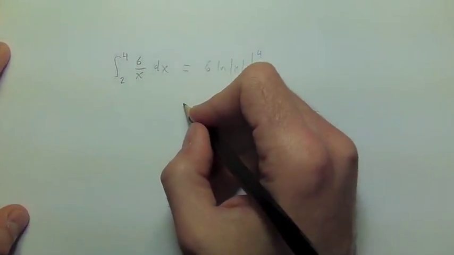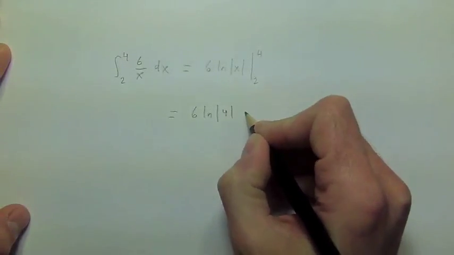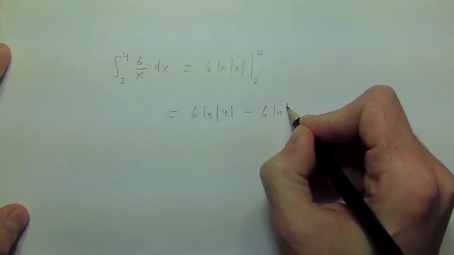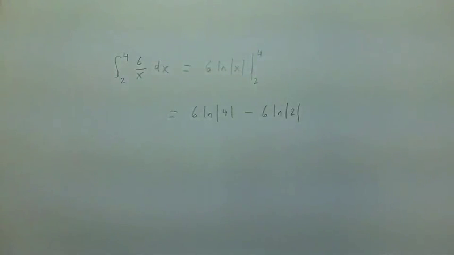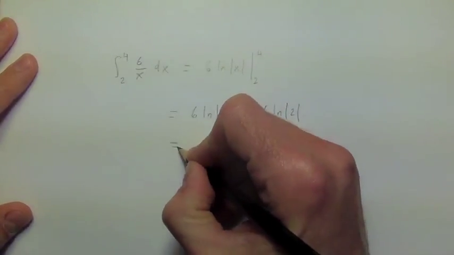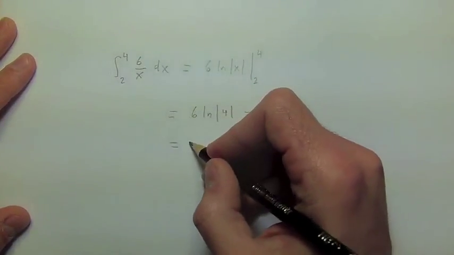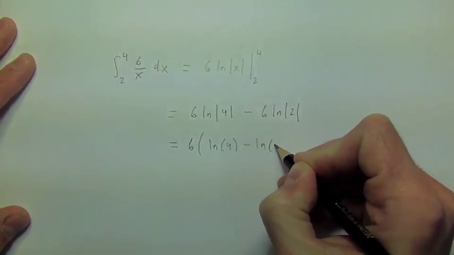All right, so this is going to be 6 natural log of the absolute value of 4 minus 6 natural log of the absolute value of 2. All right, and I would say you could leave it like this, but if you were to check your answer in the back, or you were to put this answer on MyLabs Plus, it would probably count it wrong. You probably wouldn't see this form of the answer in the book. Here's what you would do to simplify this. You'd factor out that 6, and then you'd have natural log of 4 minus the natural log of 2.